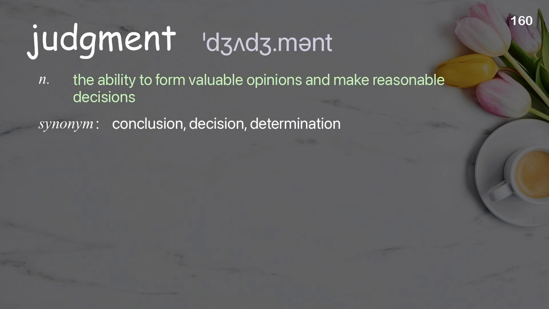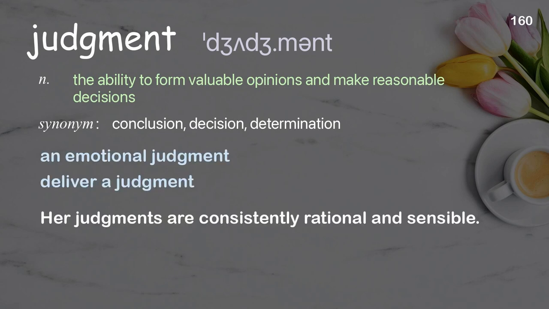Judgment: the ability to form valuable opinions and make reasonable decisions. Examples: an emotional judgment, deliver a judgment. Her judgments are consistently rational and sensible.